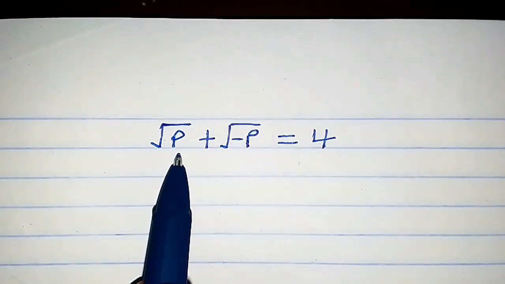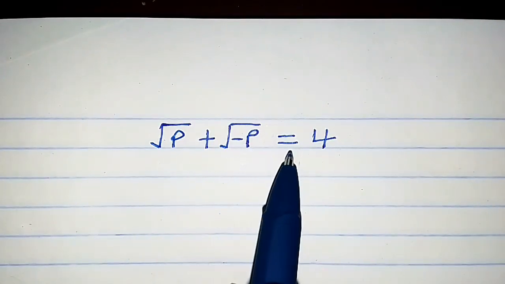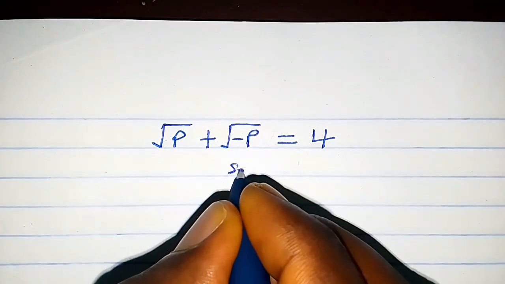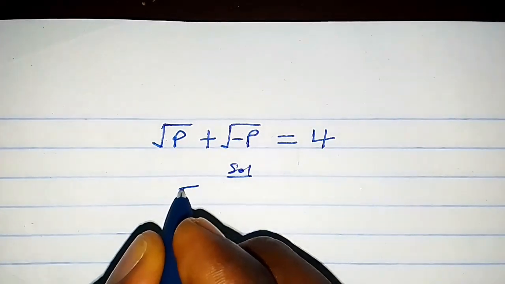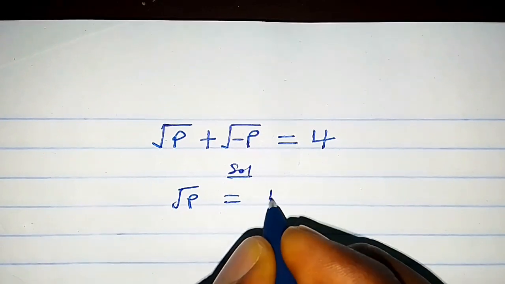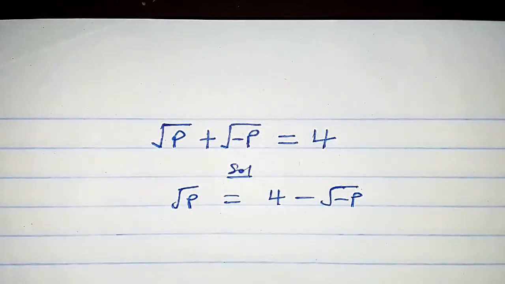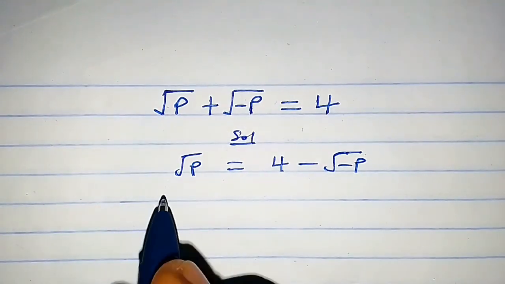We have square root of p plus square root of negative p equals 4. So how do we find the value of p? Solution. We can write this as square root of p equals 4 minus square root of negative p when this comes to the right. So now let's square both sides of this equation.